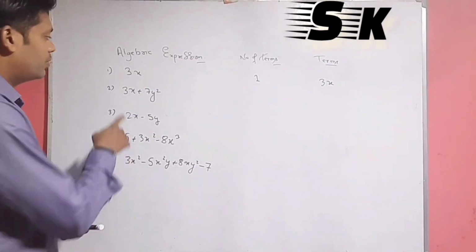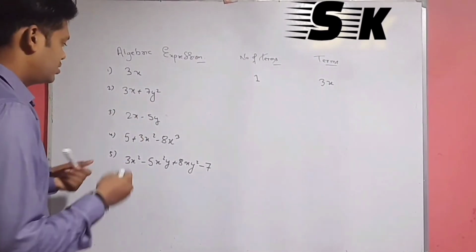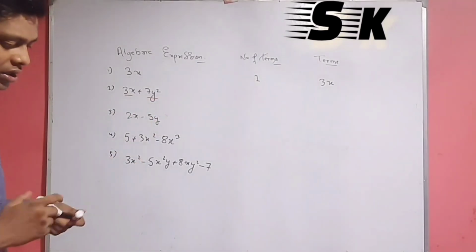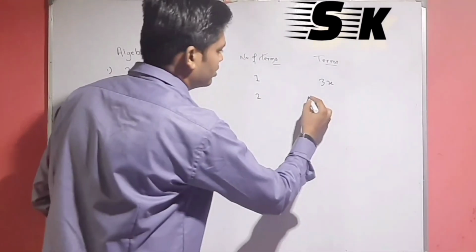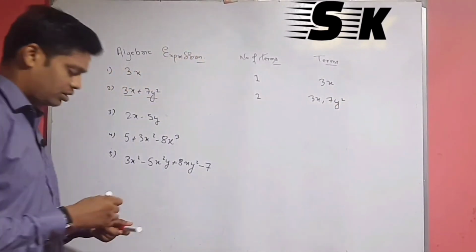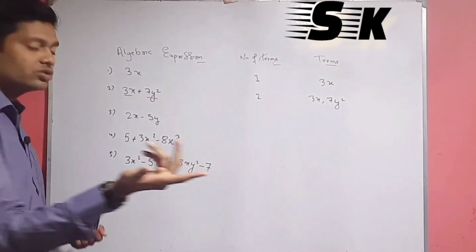Clear. Now what about this? Sir, there is a plus sign, which means these two are different. So how many terms are there? There are two terms, sir. So what are the terms? 3x, comma, you'll write 7y square. With a comma you will represent that one, and the remaining is your homework.